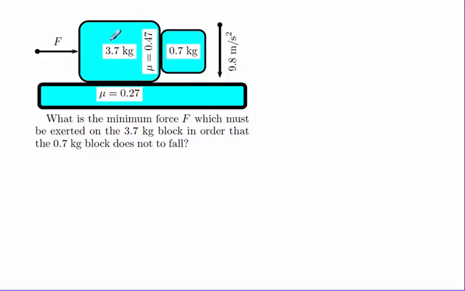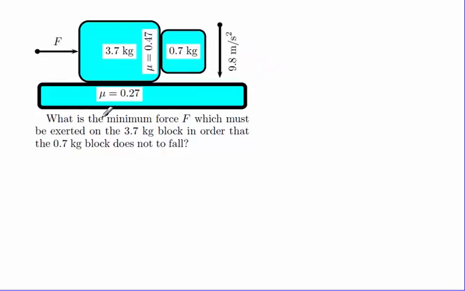In this UT problem, I have a 3.7 kilogram mass. It's being pushed to the right by a force here. I have a coefficient of friction here of 0.27. I have a coefficient of friction between these two surfaces of 0.47. I have a 0.7 kilogram mass here, and obviously the acceleration of gravity is 9.8 meters per second squared.